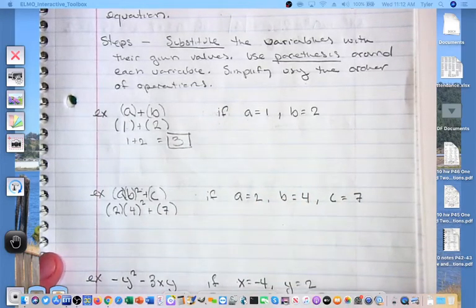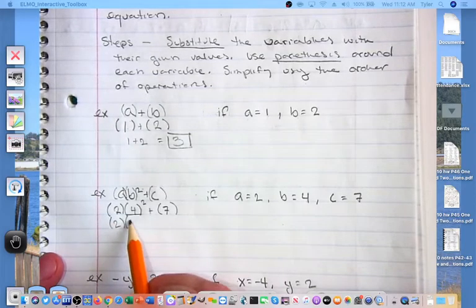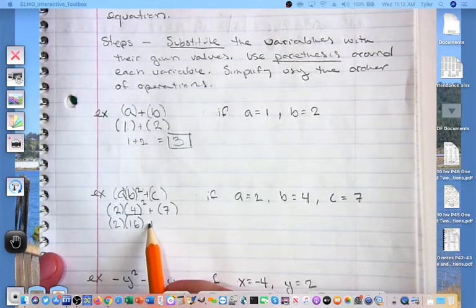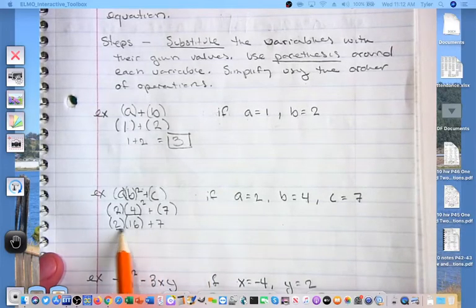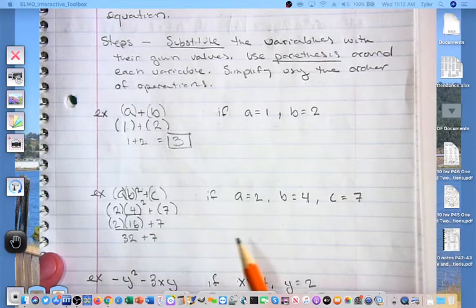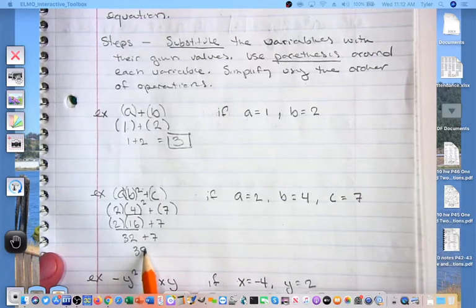Now I'll use the order of operations to solve this, which means I'm going to start with exponents. So I have 2 times 16 plus 7. Multiplication comes before addition. That's going to give me 32 plus 7. And finally, 32 plus 7 is going to be 39.